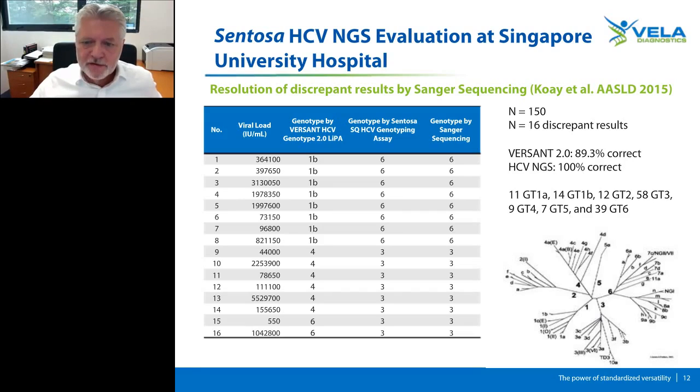Interesting here is also that in Southeast Asia, here in Singapore, we got a prevalence of genotype 3 followed by genotype 1B and 1A. We also have a lot of genotype 6 in this area, which is not really representative of the Western world.